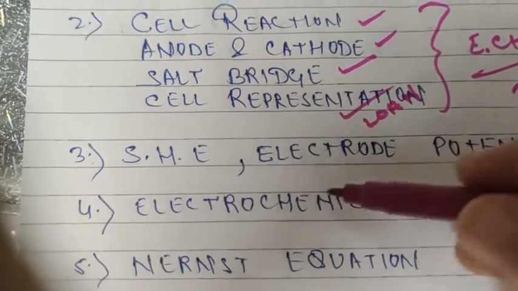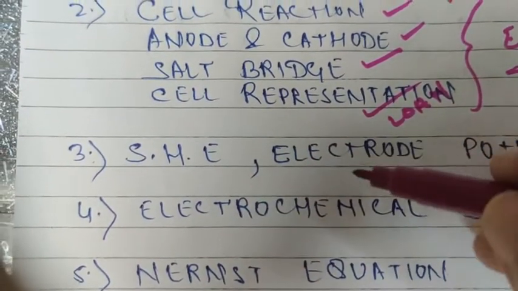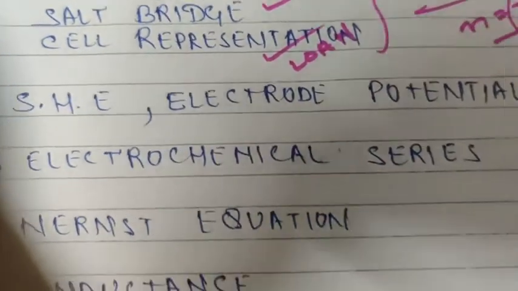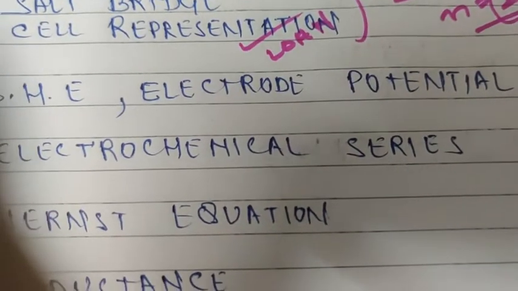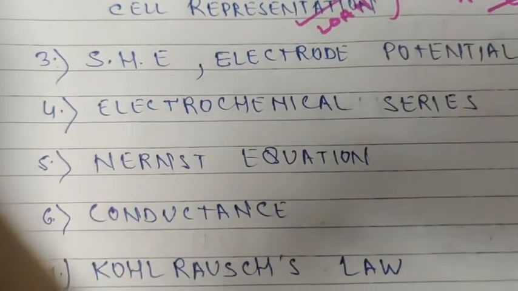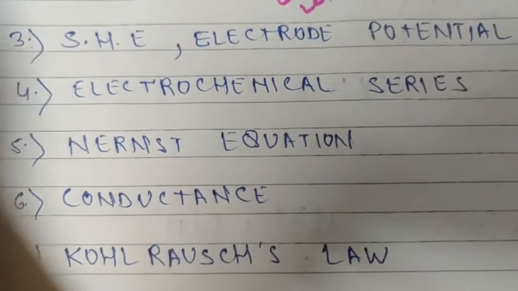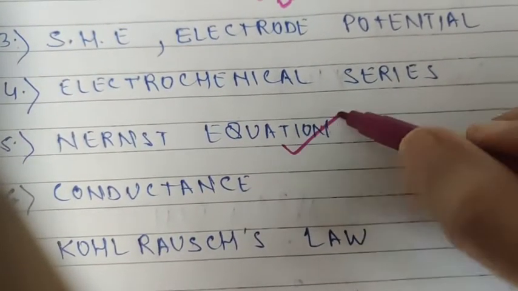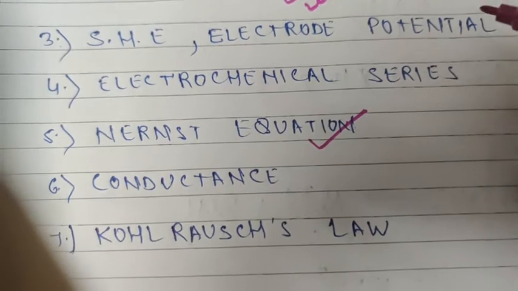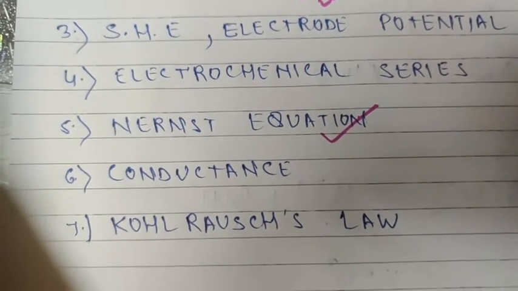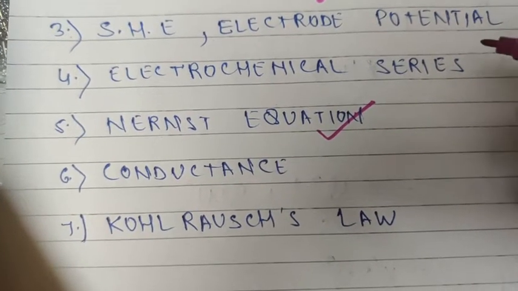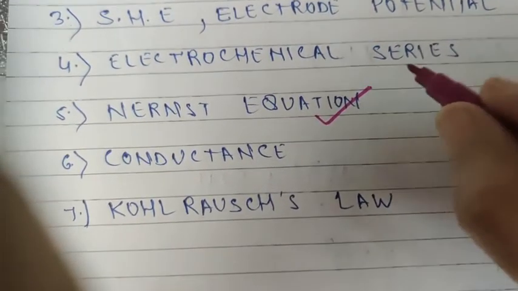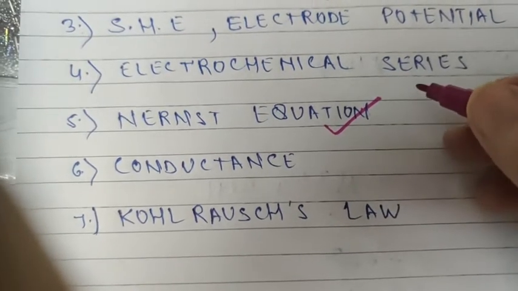Then we covered the standard hydrogen electrode concept and its application. We discussed the electrode potential and the standard electrode potential. We discussed the electrochemical series and its application. Then the very important part, the Nernst equation, has been done, and I hope you all have practiced a number of questions on this topic. If you have not, then please practice the questions, as this topic is also very important for your board exams.